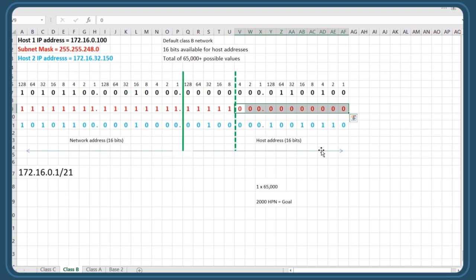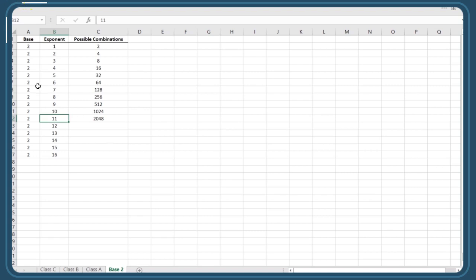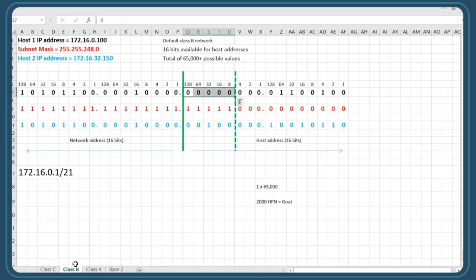But again, let's look at how many subnets were created. It's not just a single subnet of 2048. I masked 5 bits. Back to our base 2. 2 to the 5 is 32. So that's quite a lot of subnets, but each one of them is of the appropriate size. So 2 to the 5 now gives me 32 subnets, each one accommodating 2048. And again, if you were to perform the calculation, 32 times 2048 is approximately 65,000. Still the same total, it's just how they are divided up.